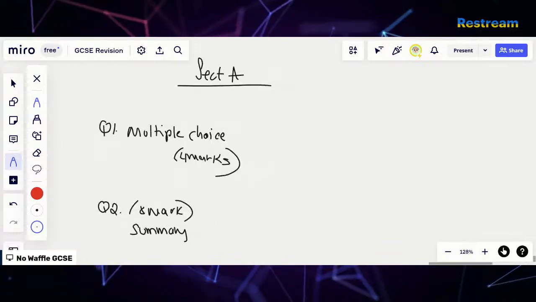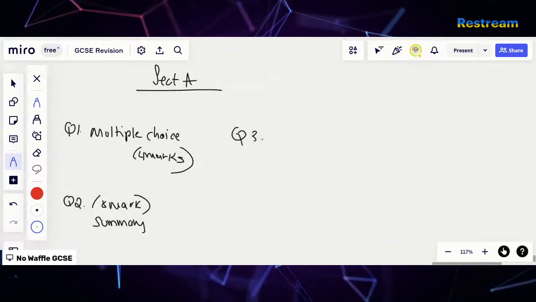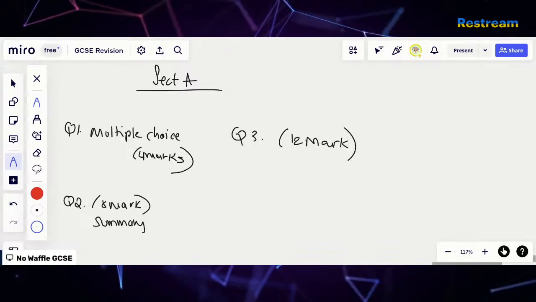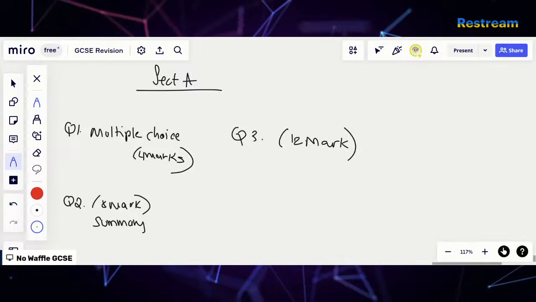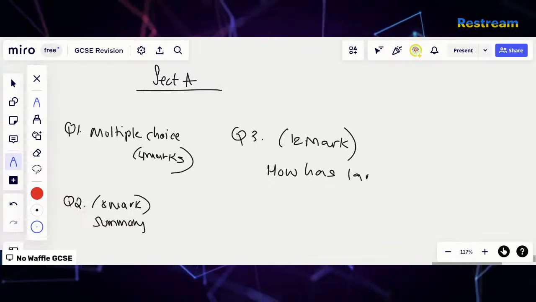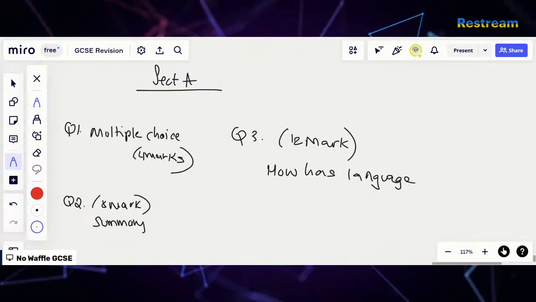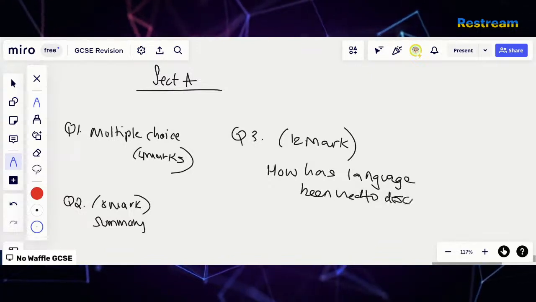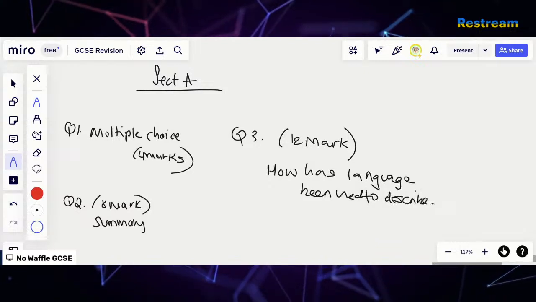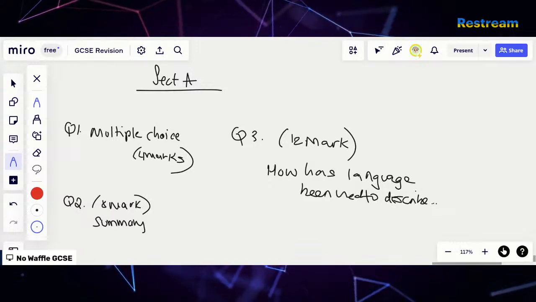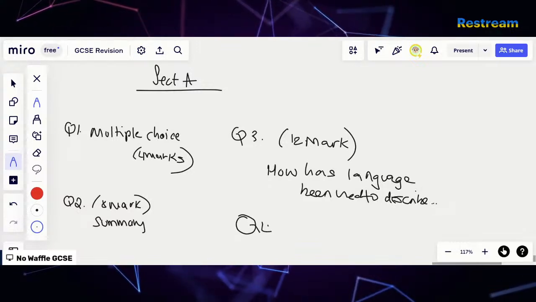Now, question 3 of section A is a 12 marker. And this 12 marker will be, how does the writer use language to describe whatever you're being asked to describe? So, how has language been used to describe... So that's a language question, but at the same time, they don't want you to talk about analysis. They want you to just identify the techniques and don't go too much into the connotations of the writer. That's what literature is all about.